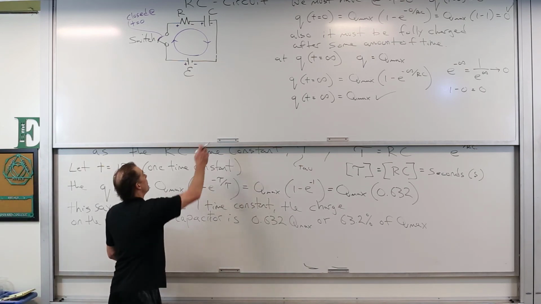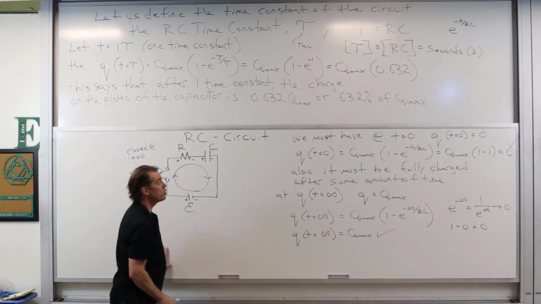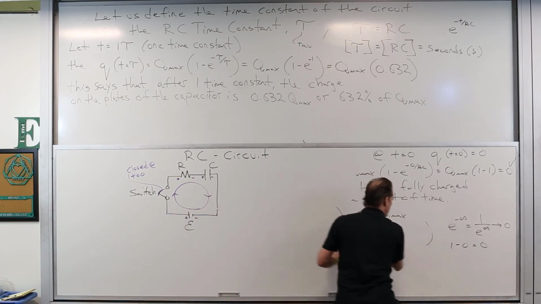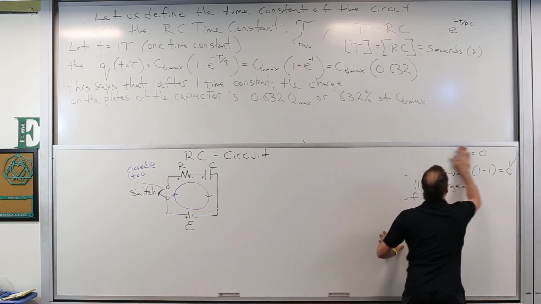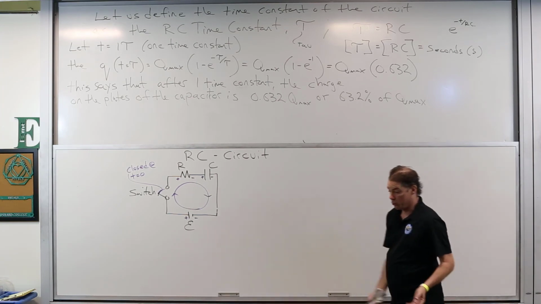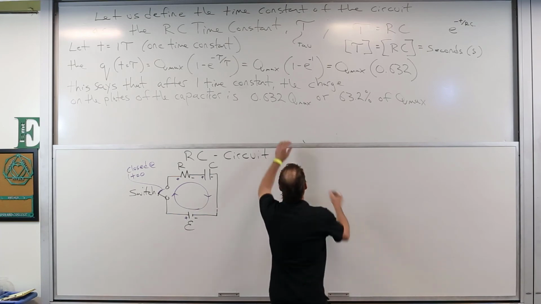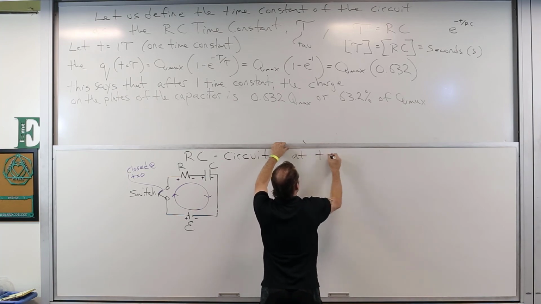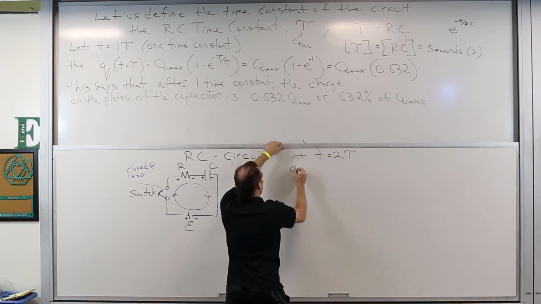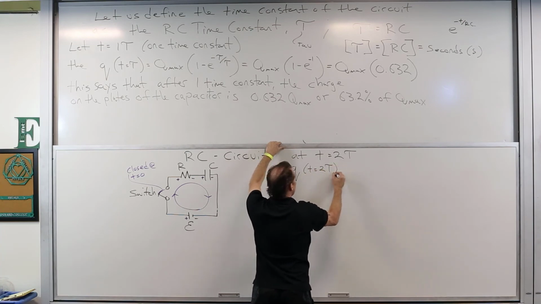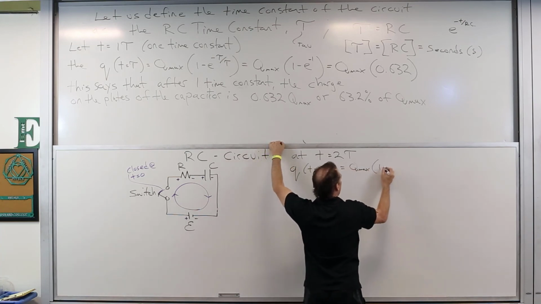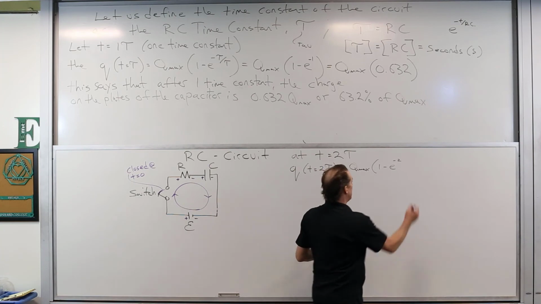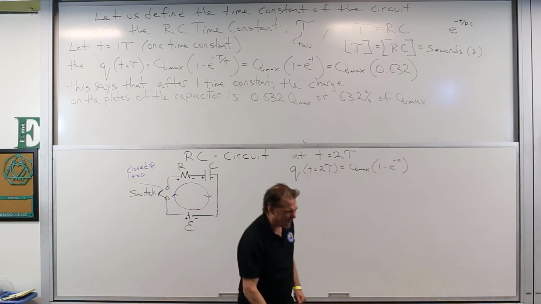And what can we do with this? Well, we can keep on going. We can say, well, what about after two time constants? What about 3? What about 4? And so on and so on. So let us do this a few times. Let's look at two time constants, which would be 2 times one time constant. t is equal to 2 tau. We have Q of t equal to 2 tau is equal to Q max times 1 minus e to the negative 2. Negative 2 tau divided by tau is just negative 2. That is just a number, and it's 0.865.